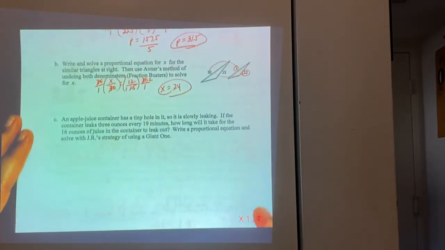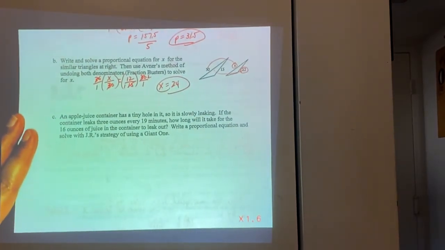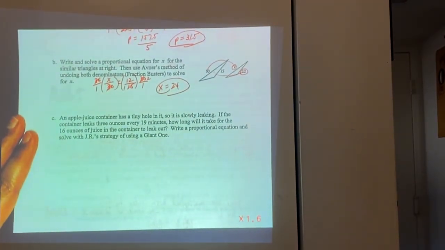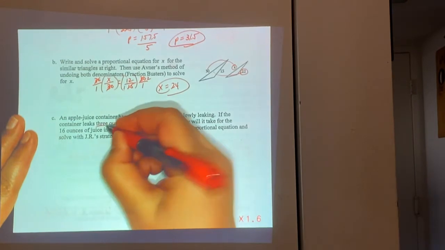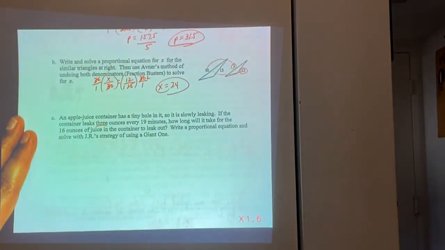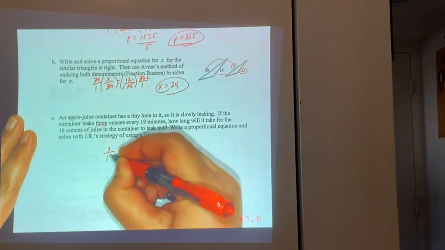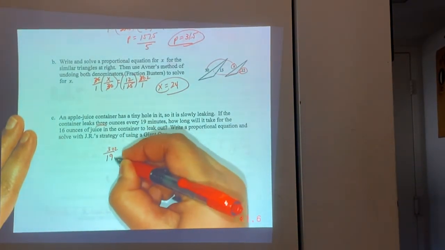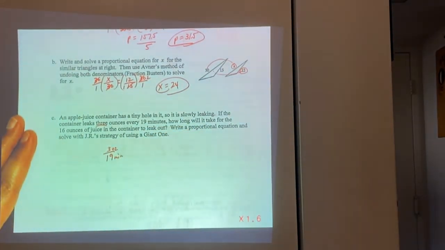Okay, apple juice container. An apple juice container has a tiny hole in it. Okay, pour it in a glass. So it's slowly leaking. If the container leaks 3 ounces every 19 minutes, how long will it take for the 16 ounces of juice in the container to leak out?